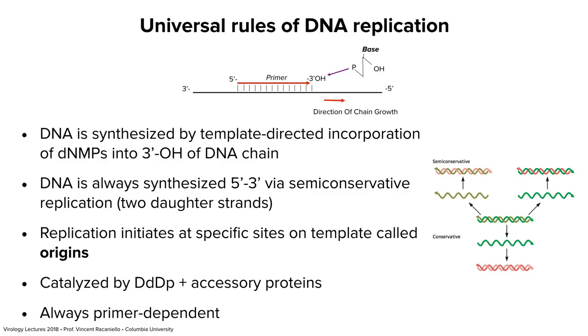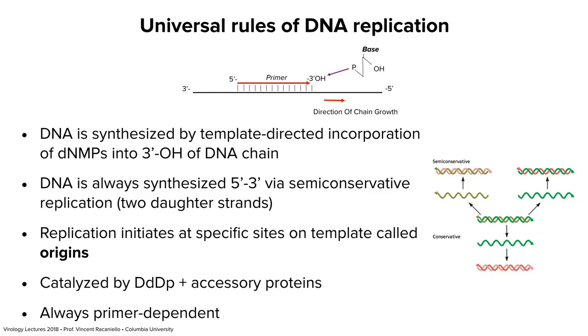DNA synthesis is semi-conservative. So what that means is you take a double-stranded DNA and you separate the two strands and then you copy each one, as opposed to simply copying one strand, which is called conservative synthesis.